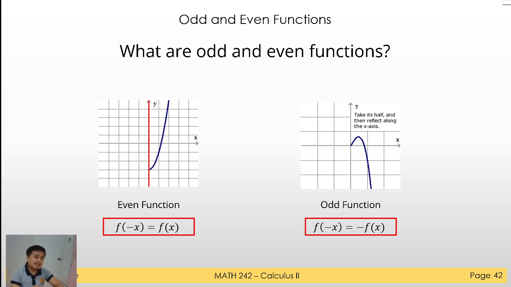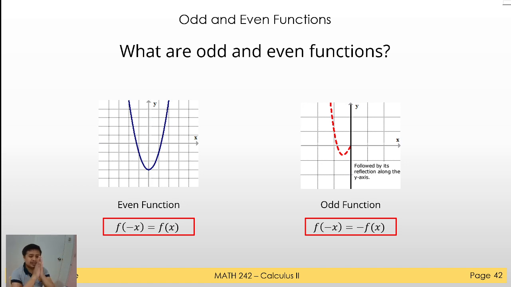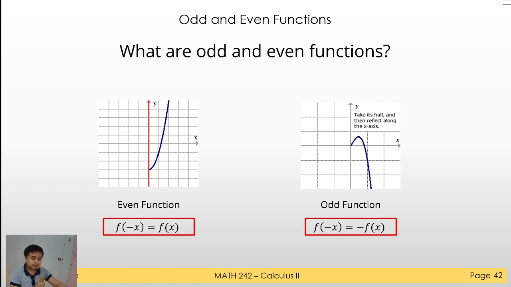So comparing this to even functions, we can fold this once, and this will be coincident. But for odd functions, we have to fold this twice. First for the x-axis and second for the y-axis for it to be coincident, meaning magkapatong or on top of each other.